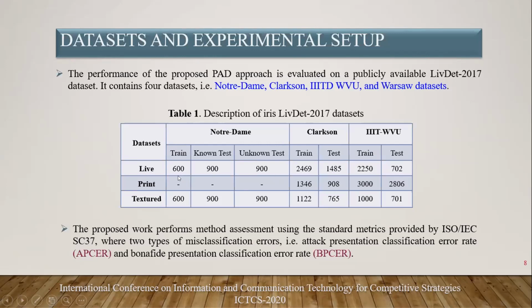So we can see we have three types of samples: live, meaning a real iris sample, printed iris images, and textured iris images. Now, we can also observe that the images have already been divided into train and test sets in each of these datasets. So during model assessment, we have also followed the same partitioning for training and testing.